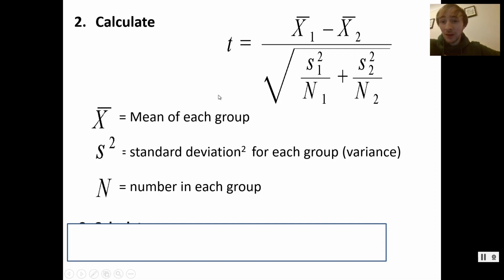I strongly recommend you write down this equation and what each bit means, because we're going to use it a couple of times today, and you will absolutely need to know it. Right. So pause me there and do that, please.